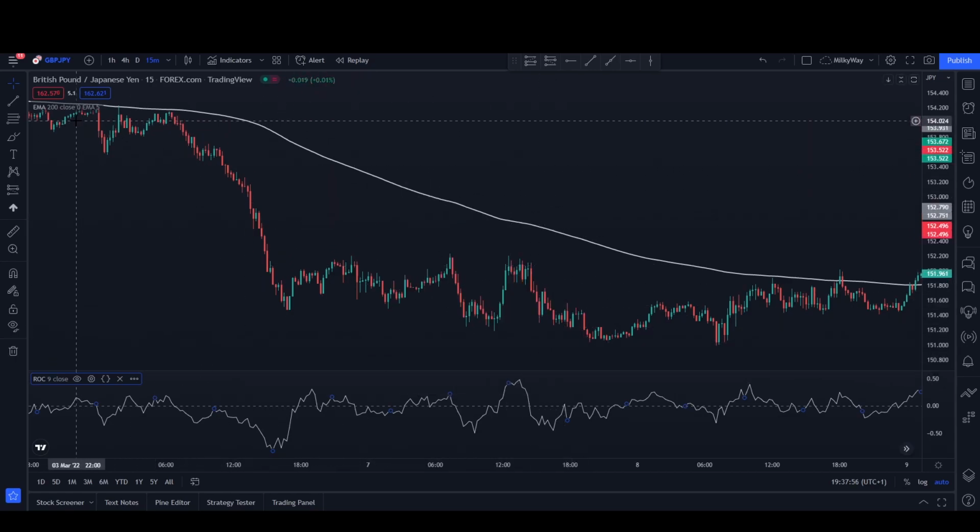All right, so essentially, when the price is below the EMA and the rate of change becomes negative, we take a short. So I'll show you a few examples and then we'll go straight into the backtest.